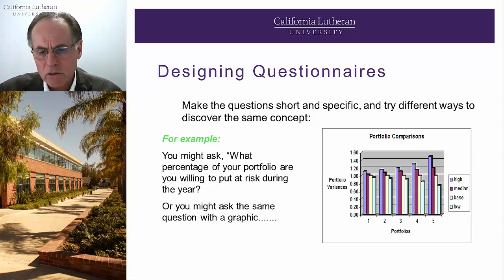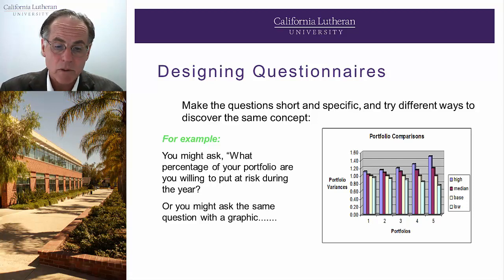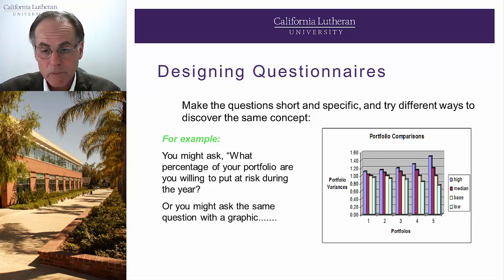In designing your questions, you should keep them specific and short. Focus each question on one issue. In asking about risk, for example, try more than one way to ask the same question. For example, when assessing a client's tolerance for portfolio volatility, you might ask something like, what percentage of your portfolio are you willing to risk during the year? Later in the questionnaire, you might show a graphic like this one to acquire information on the same subject. If the answers confirm each other, then you have a better sense of a true response. If they are contradictory, then you know you need to explore the topic in face-to-face dialogue.